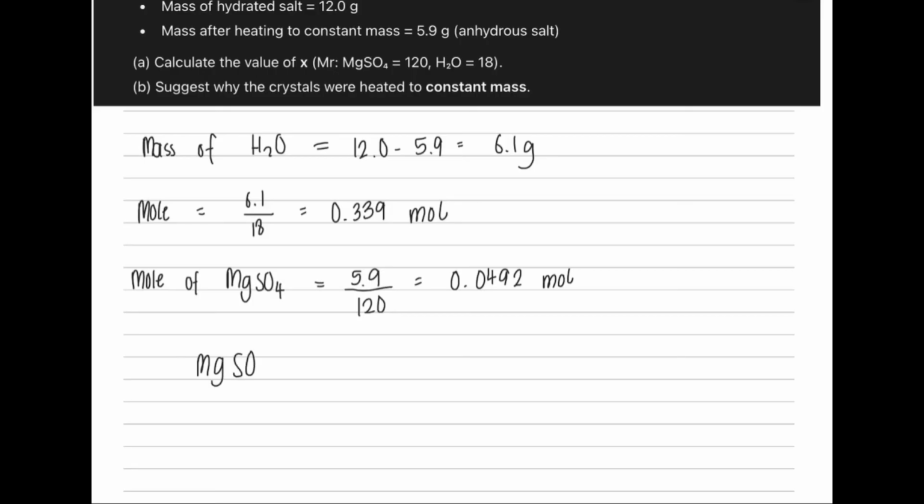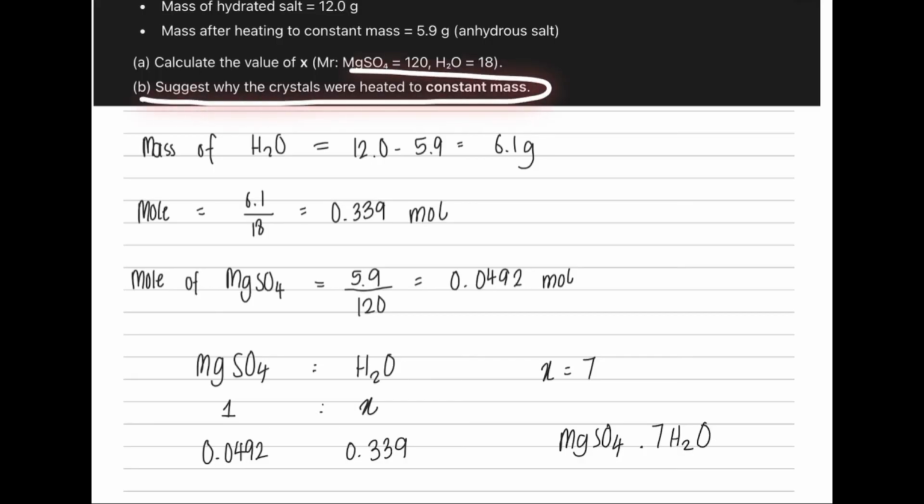Magnesium sulfate to water. So when you have 1 mole of magnesium sulfate, you have X amount of water. Let's write down the moles. This is going to be 0.0492 and this one is 0.339. So you have to solve for X, and X would be 7. So this can be written as MgSO4.7H2O.